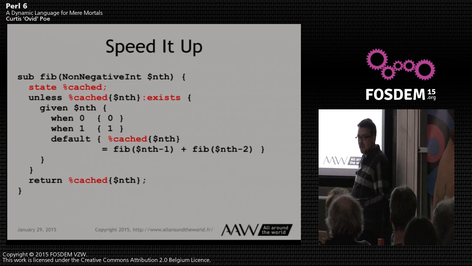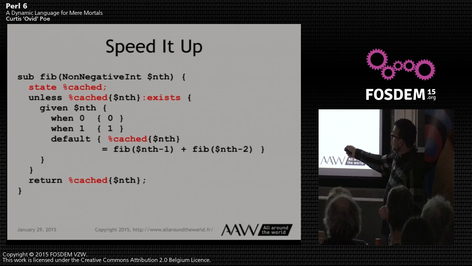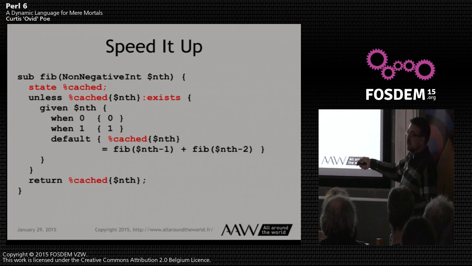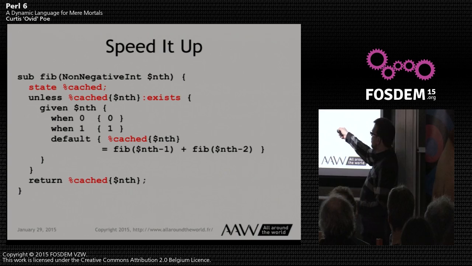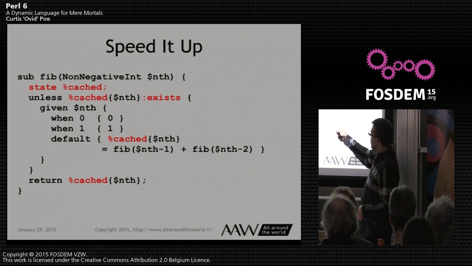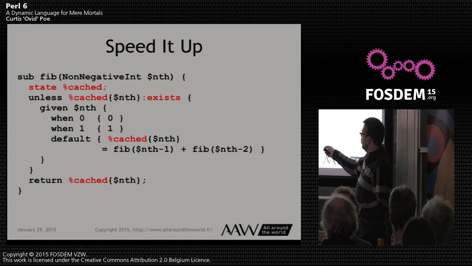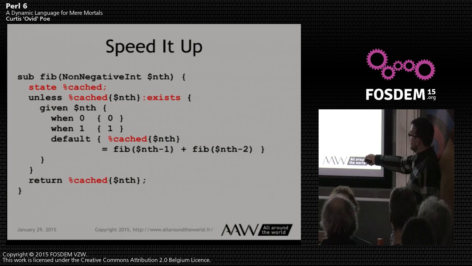One of the ways to deal with that is we cache the values. So a state variable will return its values in between subcalls. So we just have this cached state variable. Unless cached nth exists, this colon exists is an adverb in Perl 6. Again, different language. You're going to have to learn some new syntax here. Unless cached nth exists, win 0, 0, win 1, 1. Default cached nth is blah, and then we return the cached value.